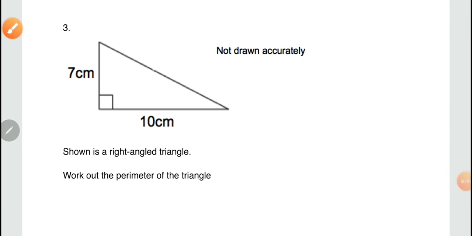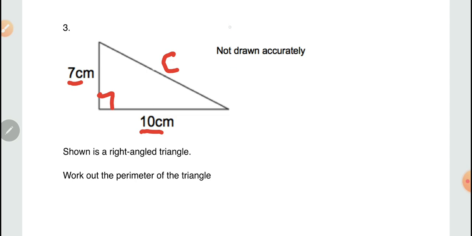Pythagoras question 3. Now Pythagoras only works with right angled triangles, so we know that this is a right angled triangle because this is 90 degrees. Now as usual, they'll give you two sides and they will expect you to work out the third side, which in this case I'll call C, the unknown side. Now it's very simple. You just square all three sides.